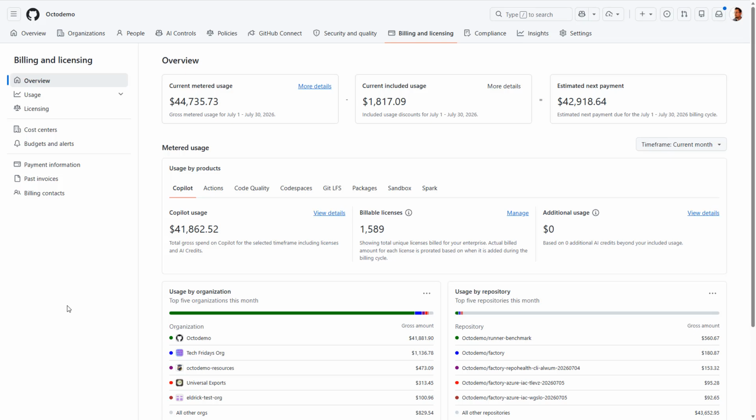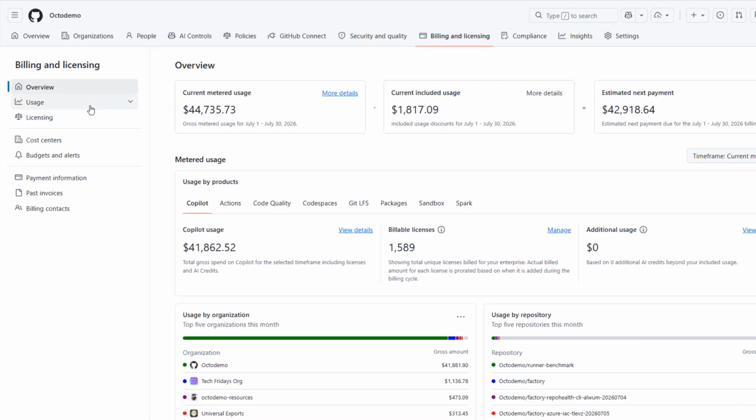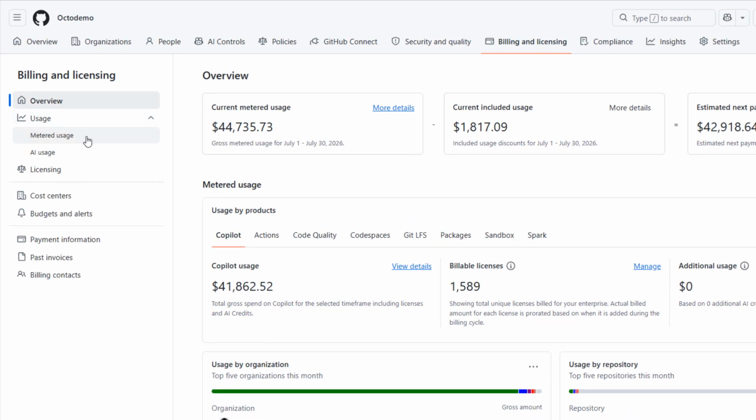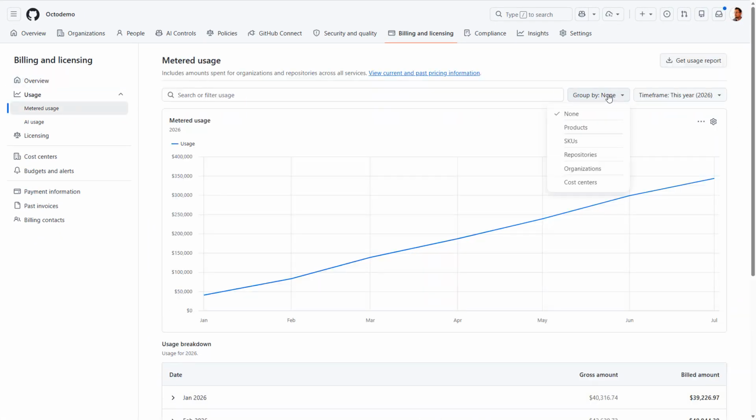In this walkthrough, the billing admin experience is the hero because every decision starts from this interface. Let's say this month's bill came in higher than expected. The first thing I need to answer is simple. Where is the spend coming from? I'll start with metered usage so I can see what changed before I apply any controls.